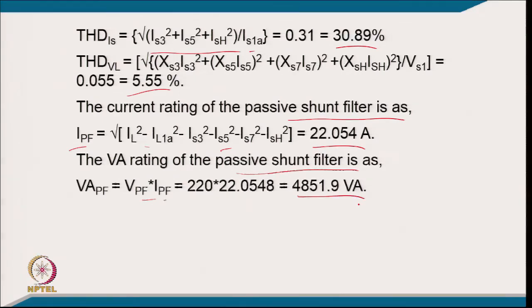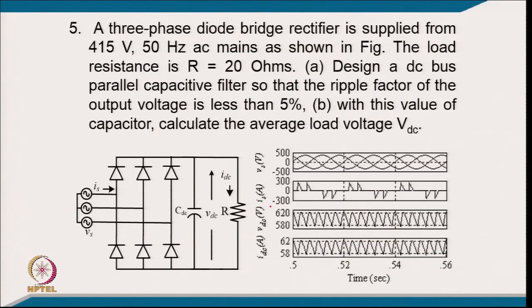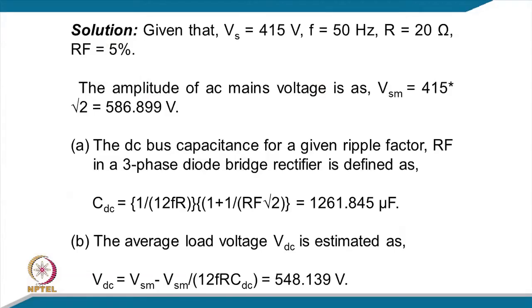4851.9 VA. Coming to the fifth example, a 3-phase diode bridge rectifier is supplied from 415 volt 50 Hz AC mains as shown in the figure below, and the load resistance is R equal to 20 ohm. Design a DC bus parallel capacitive filter so that the ripple factor of the output voltage is less than 5%, and with this value of capacitor, calculate the average DC voltage. So, this capacitor we are selecting, you can clearly see how the voltage ripple looks in the output and the current drawn from the supply for such capacitor and load resistance.